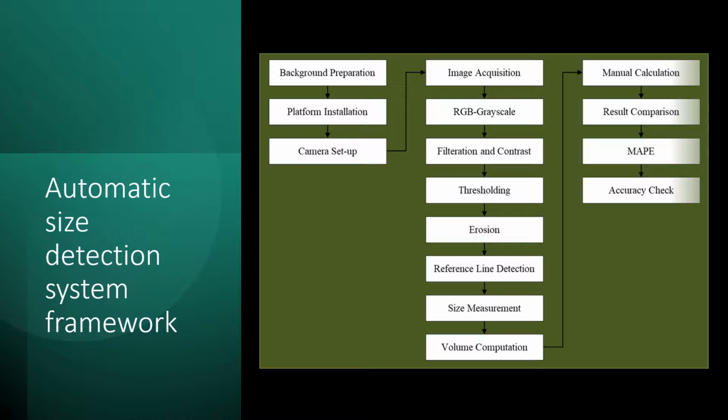For stage 2, this is about the programming algorithm, starting from the image acquisition until the volume computation. And lastly, the final stage is to check the performance of my system. I'm going to do a manual calculation followed by result comparison, MAPE analysis, which is mean absolute percentage error, and lastly the accuracy check.